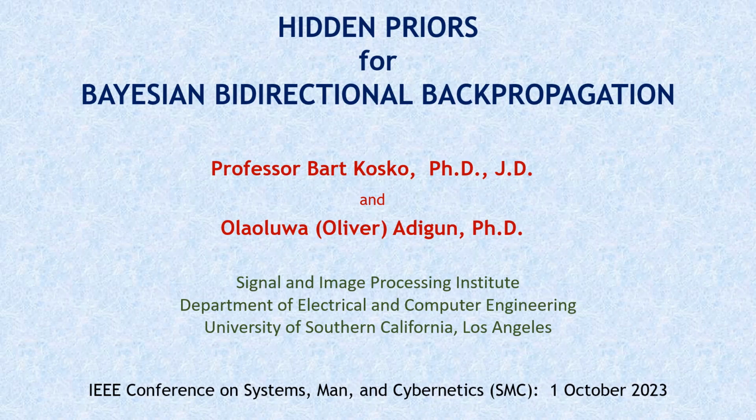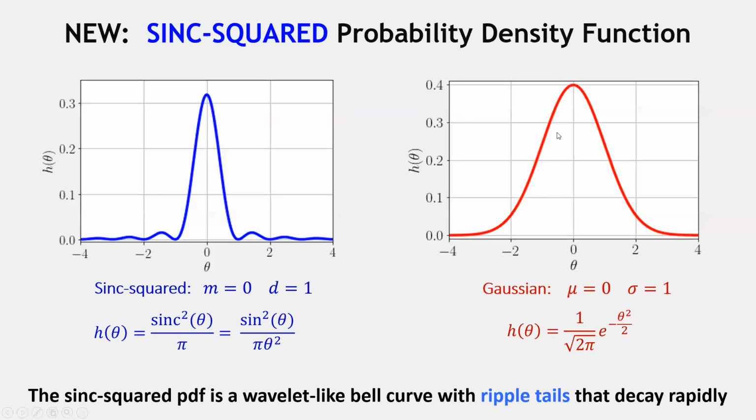This talk will both generalize B-cubed, or Bayesian bidirectional backpropagation, and in so doing, introduce a new probability density function that we call Sinc-Squared. You see it on the left in blue. Sinc is the function sine x over x. This function is normalized to turn it into a probability density function when we square it. It's a wavelet-like bell curve with ripple tails that quickly decay.